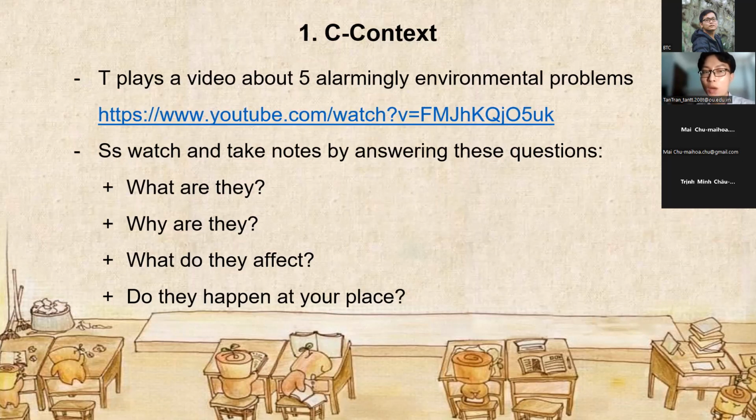And then after they watch this video, we can ask them what they hear, what the problems are. Yeah, they can use their own language to describe the problem, and maybe why and what it affects and what happens in their own place, the students' place, with questions that refer to their own real life. And I think this is just one of the ways we can use to contextualize this topic.